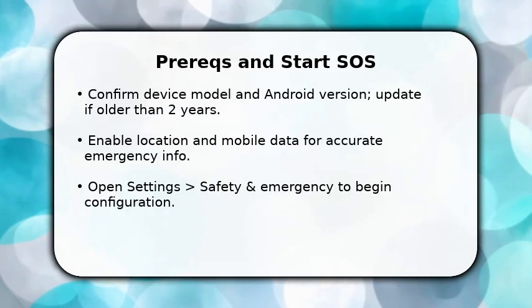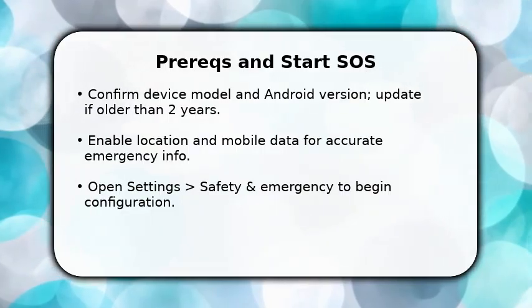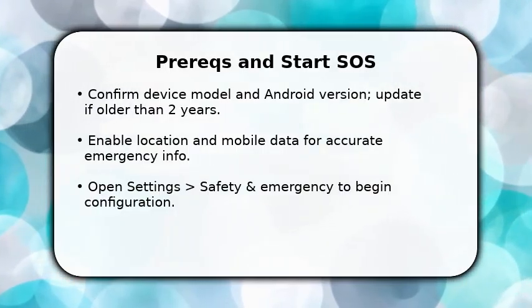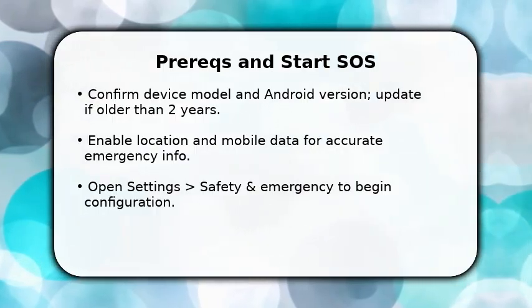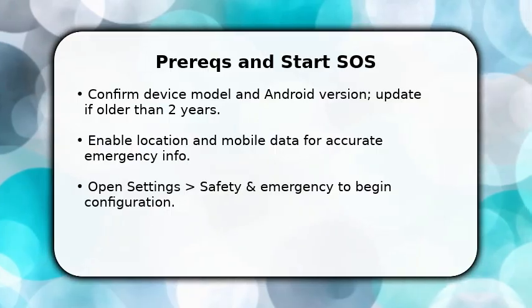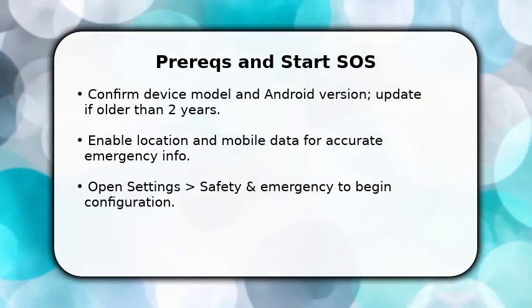You'll begin by verifying prerequisites. Check your Samsung model and Android version, and make sure location and mobile data are enabled. Once done, open Settings and go straight to Safety and Emergency. This is where SOS lives.